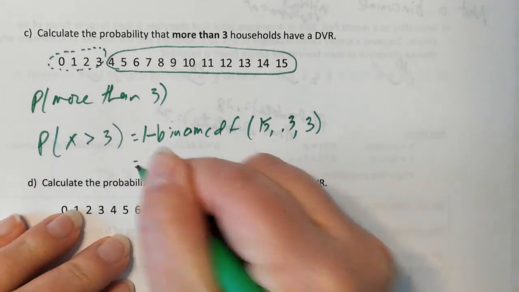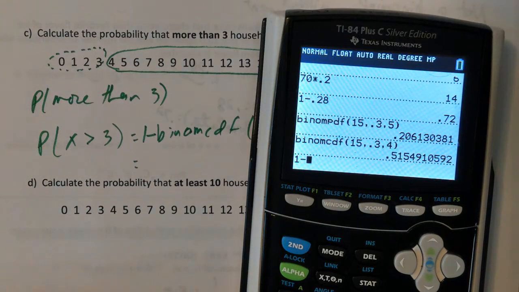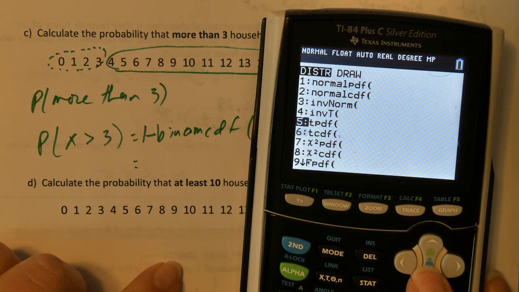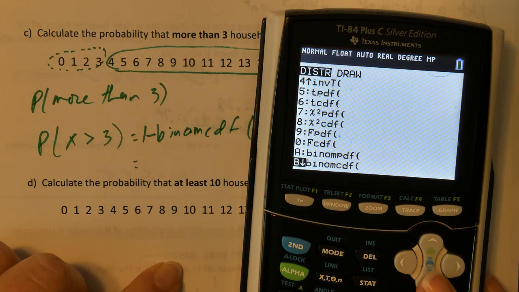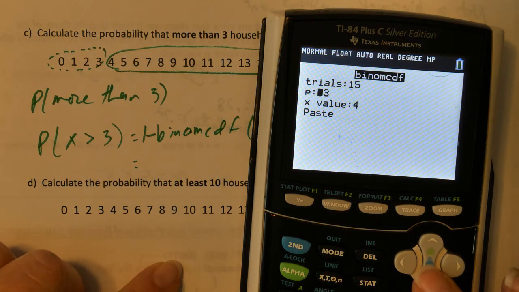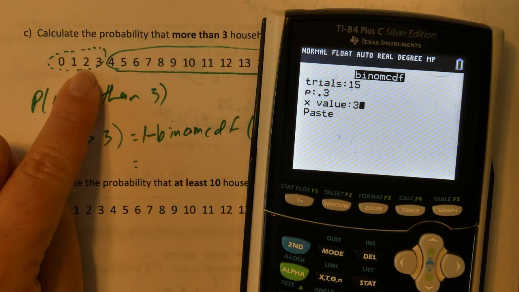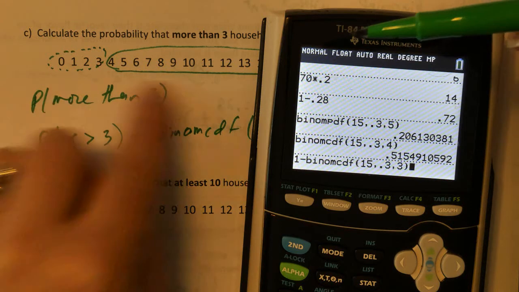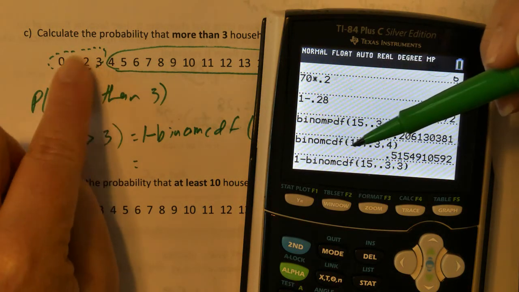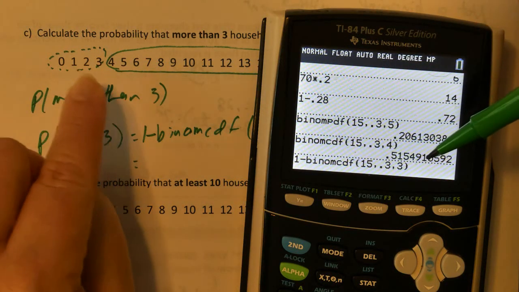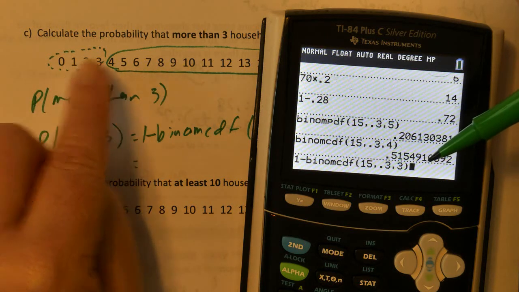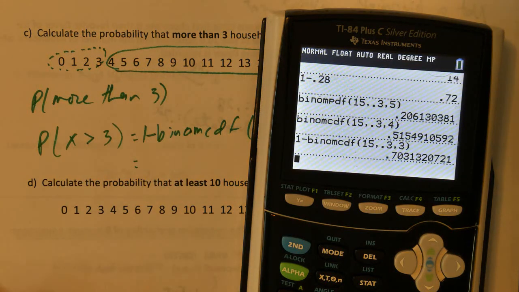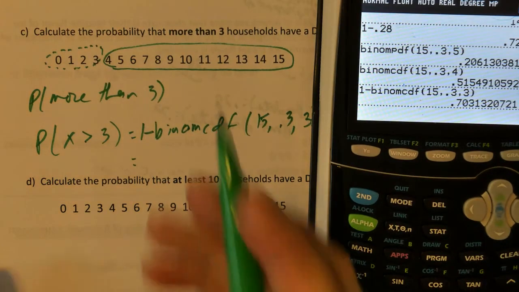Okay, so let's type it in this way. 1 minus, 2nd VARS, arrow down to binomcdf, 15 trials, each one is 0.3, and we're going up to 3. Okay, now notice what happened. 1, that's 100%, minus this little region down here. If I do 1 minus this region down here, it ought to give me the probability of this region over here that I'm actually interested in. And I get 0.7031.